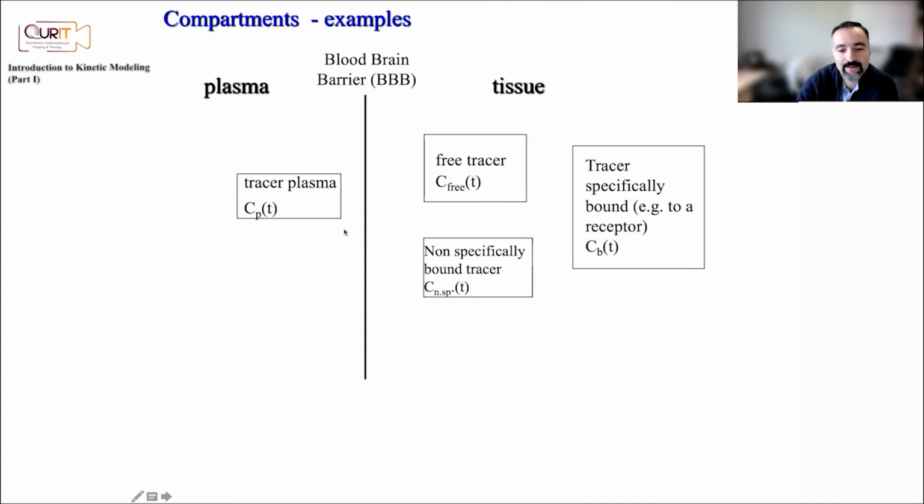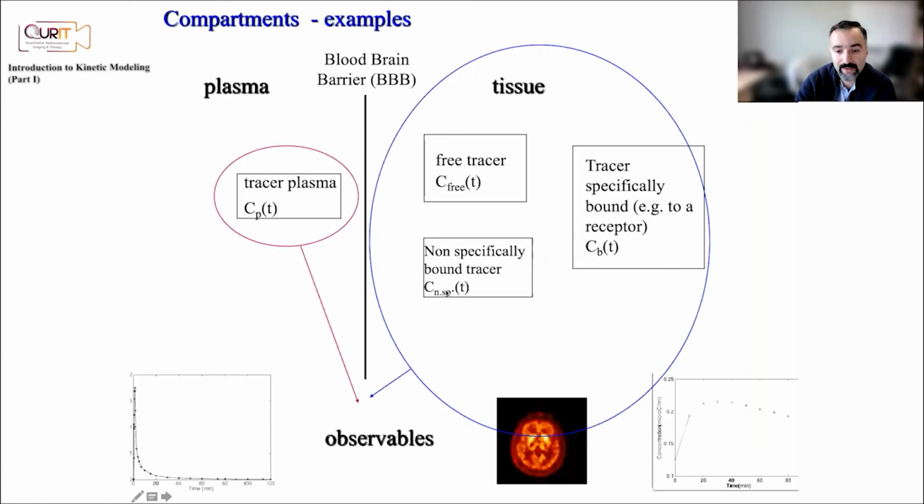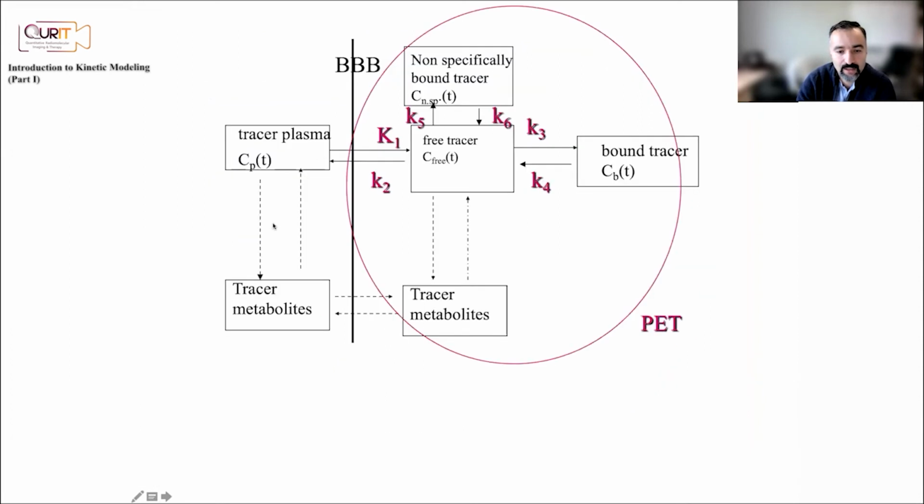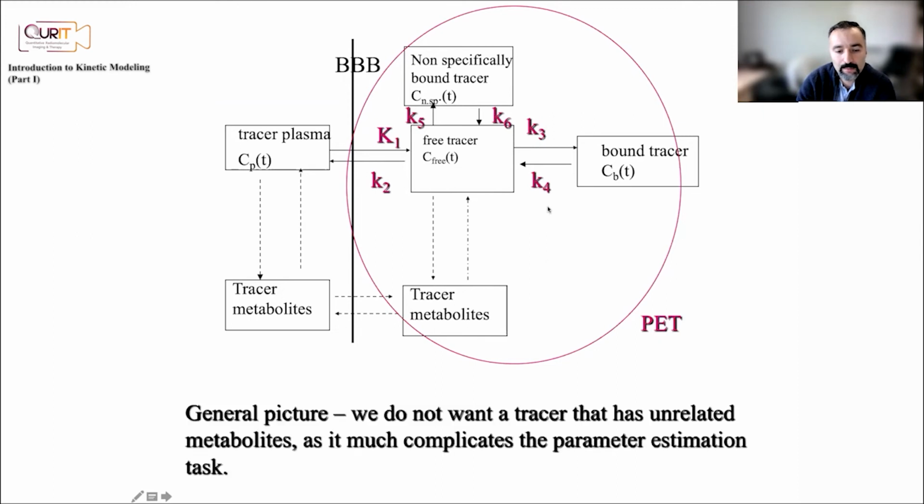So again, this is a free tracer. It is here bound to the thing you're really trying to study, the receptor you care about, but it may also non-specifically bind to receptors that you don't care about, but it just happens to be there. So these are the observables: the total uptake in the tissue, the uptake in the blood. But again, the models could become very complicated.